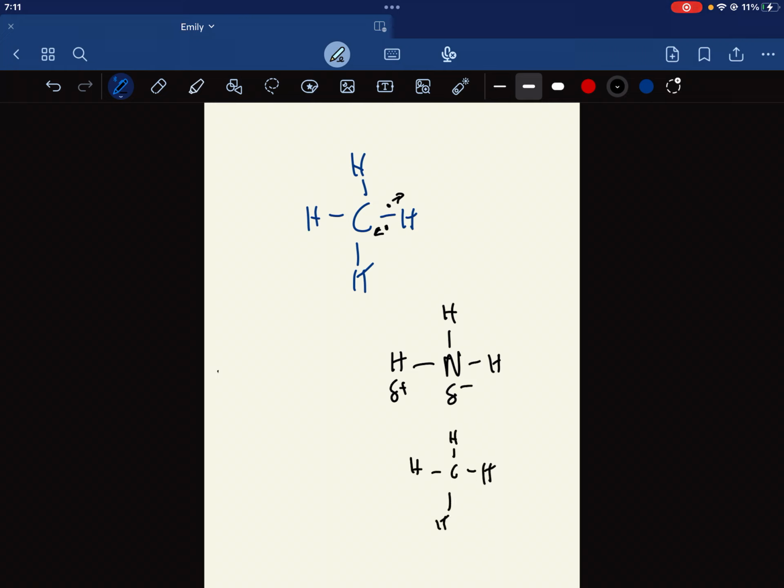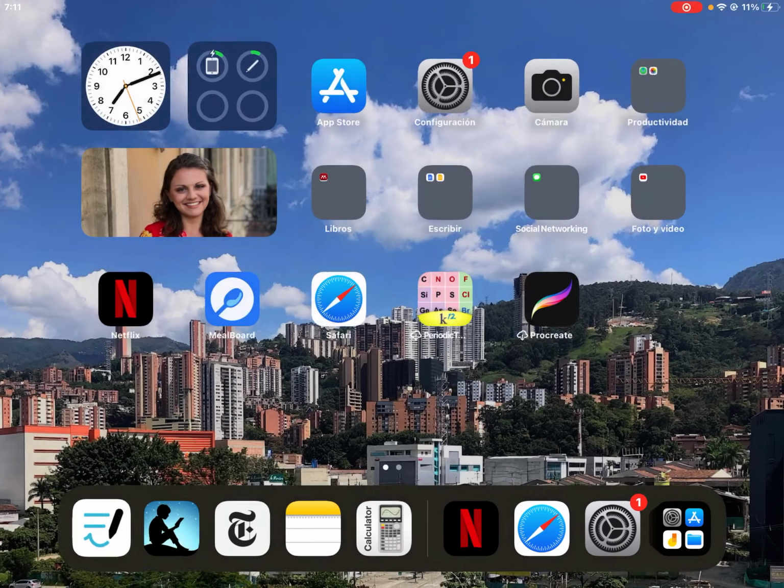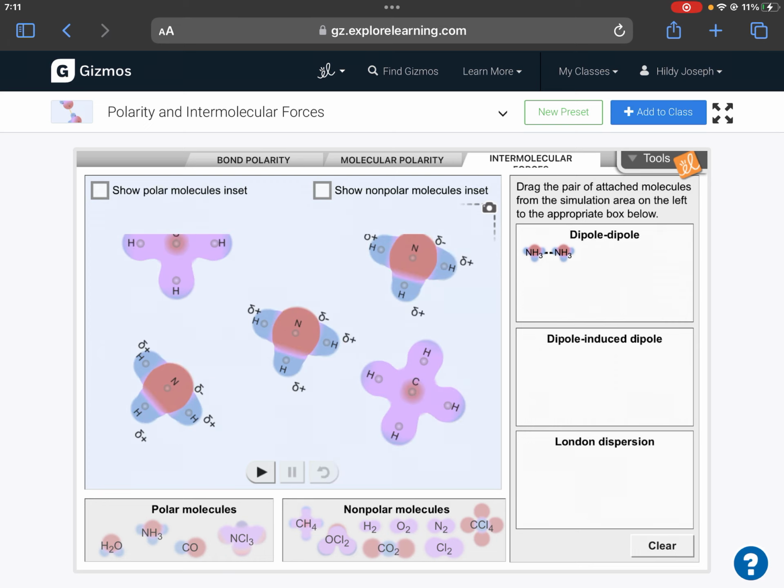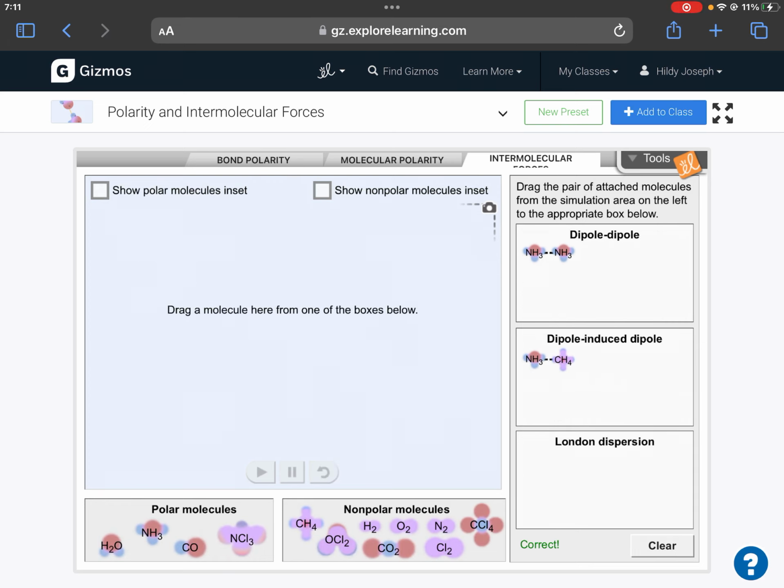Now I have negative things near my H. Whatever negative things, electrons specifically, are near H, when it's next to another negative, they are going to be a little bit repelled. That's going to make, for just a tiny portion of a second, that H partially positive. That's a dipole-induced dipole. And then we also have London dispersion.